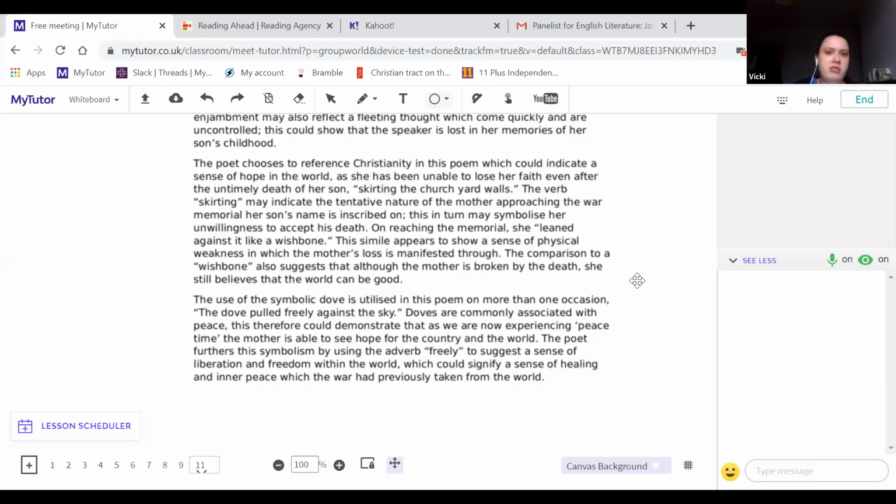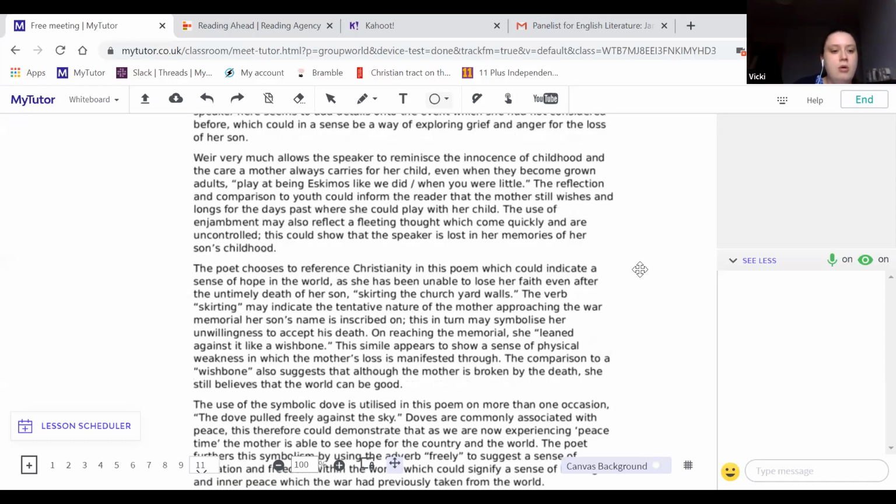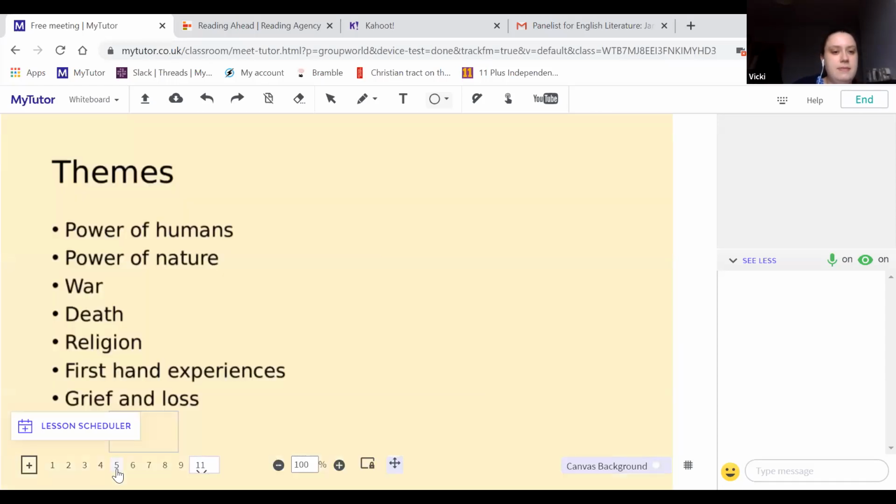I think with this, it's really important to talk about the symbolism. If you're looking at this poem, you really need to talk about the doves. You really need to talk about poppies and the themes of childhood and how they are presented. I think those are probably the 3 big important things to look at for this poem. First-hand experiences is a theme in there as well. I hadn't written down war, death, religion, the obvious ones.